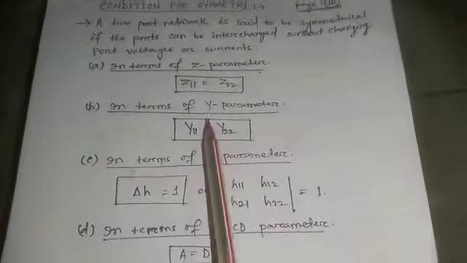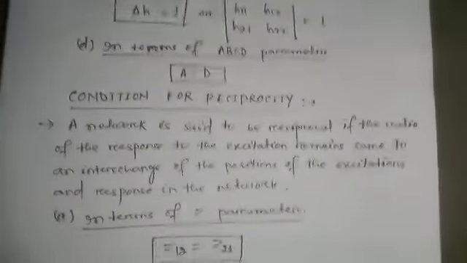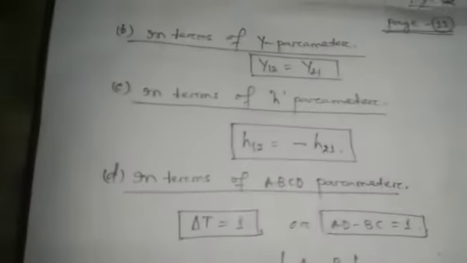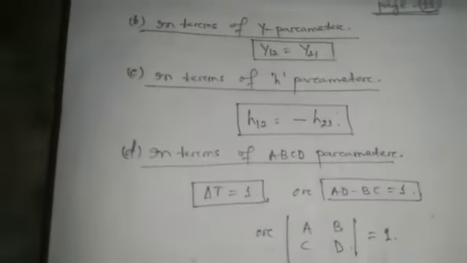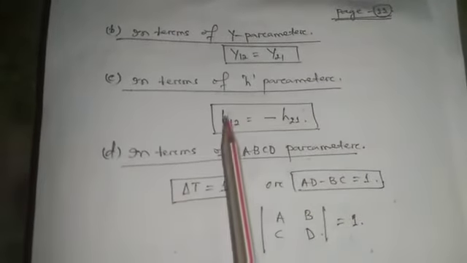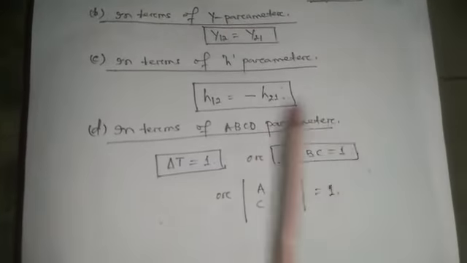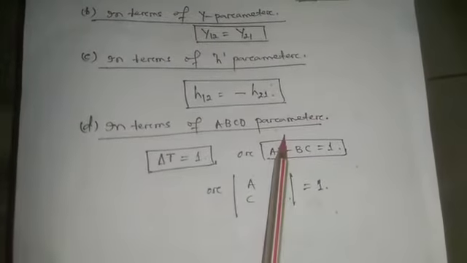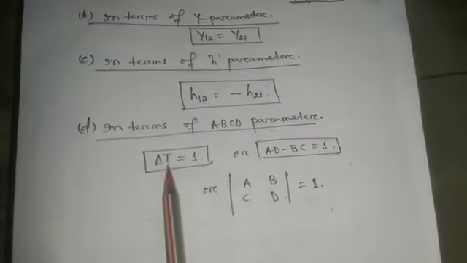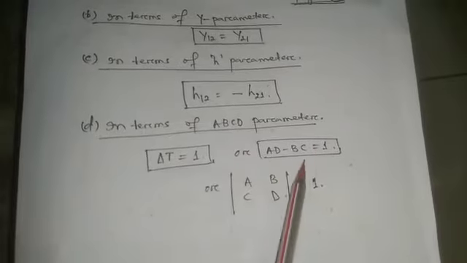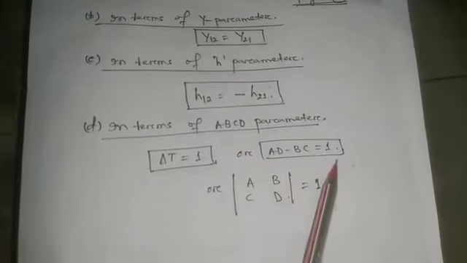Here the symmetrical condition is z11 is equal to z22, and the reciprocity condition is z12 is equal to z21. Similarly, in terms of y parameters, y12 is equal to y21, and in terms of h or hybrid parameters, there is some difference: h12 is equal to minus h21. In terms of ABCD or transmission parameters, delta t is equal to 1, or AD minus BC is equal to 1.